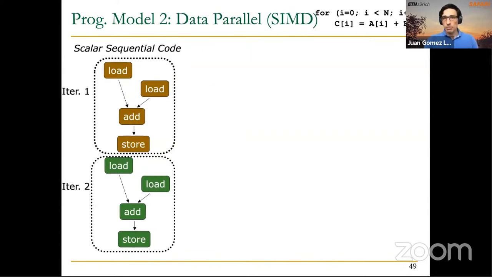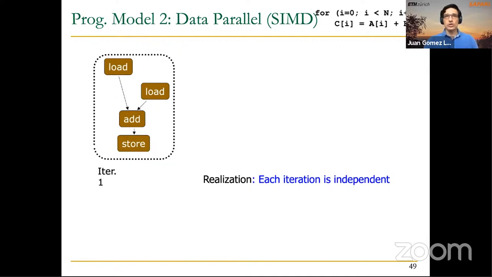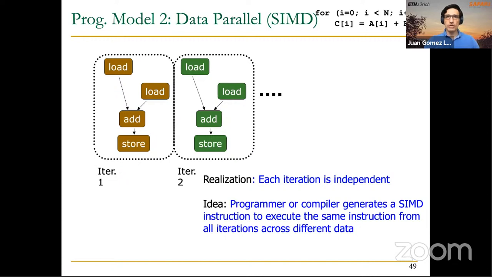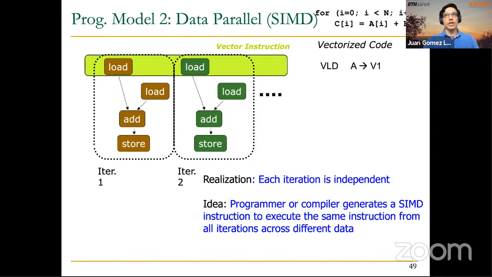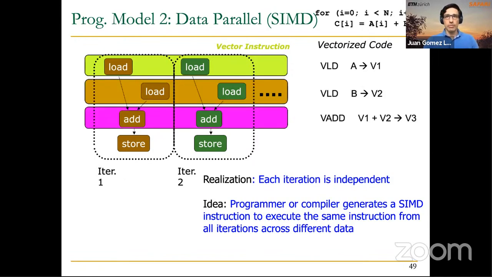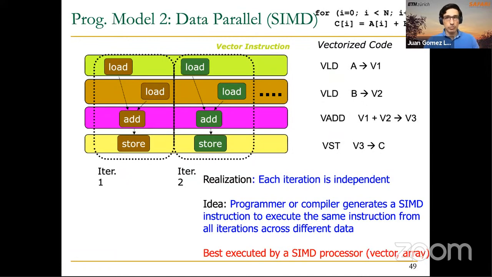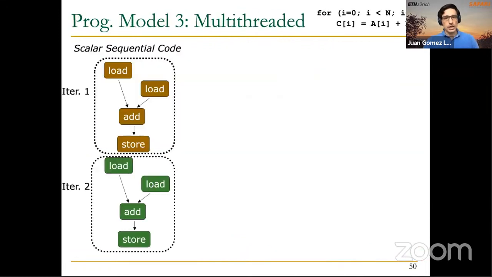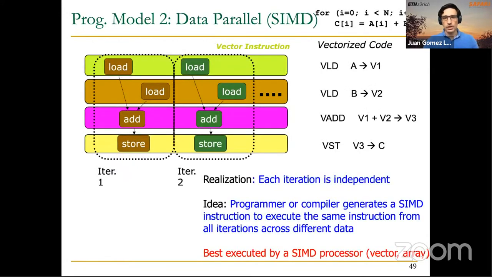Another thing that we can do is writing data parallel code, like for example, in a SIMD manner. We already know that each iteration here is independent. So the programmer or the compiler can generate the SIMD instructions to take advantage of this independence of the different iterations, right? The inherent parallelism that we have here. So these two loads and a few more of them, until the maximum vector length that we have, form a vector instruction. This will be a vector load. Here we have another vector load. Here we have a vector add. And finally, a vector store. As you know, this is best executed on a SIMD processor like vector or array processors. That's something that we have seen in the previous lecture.